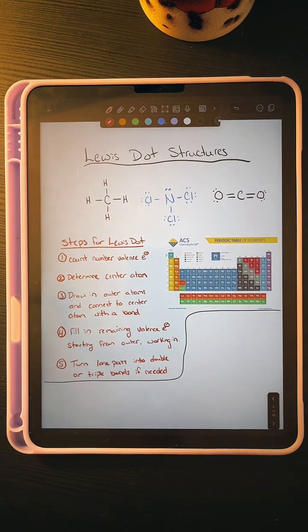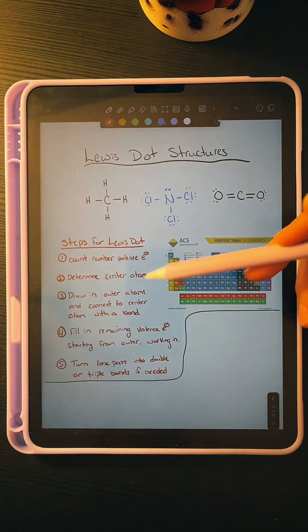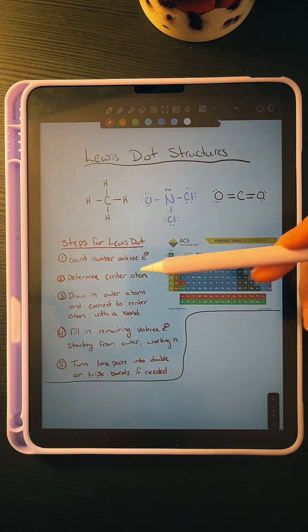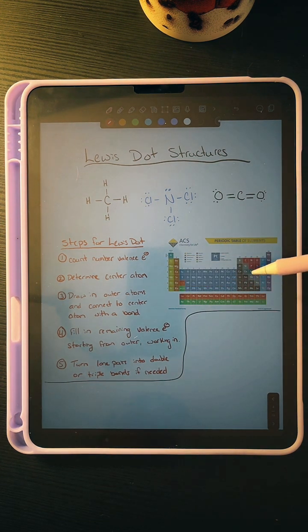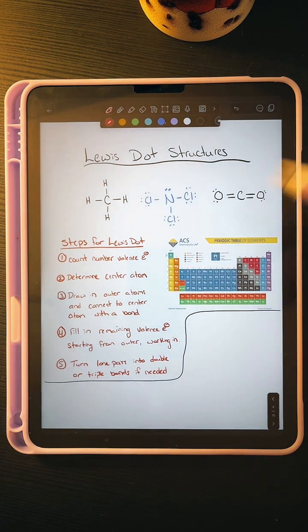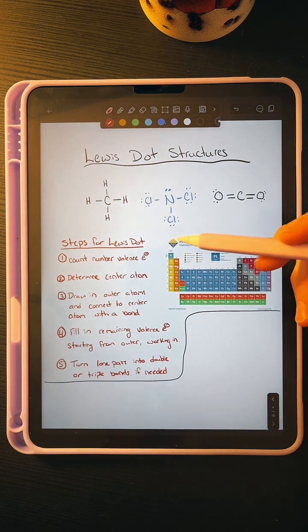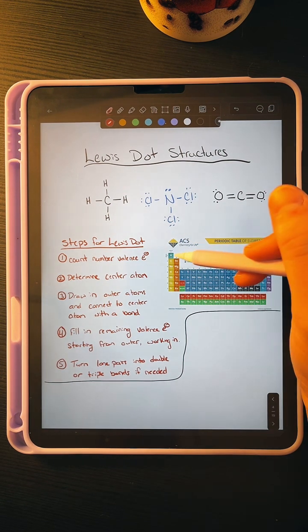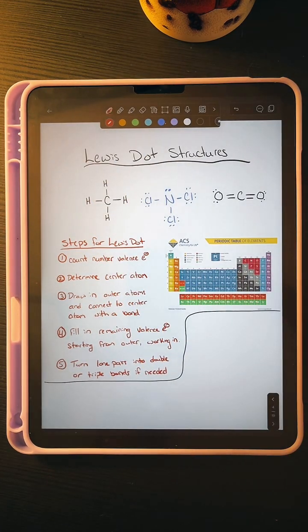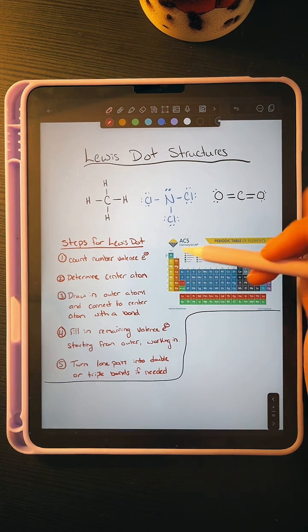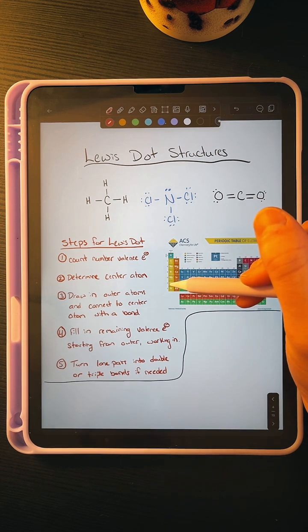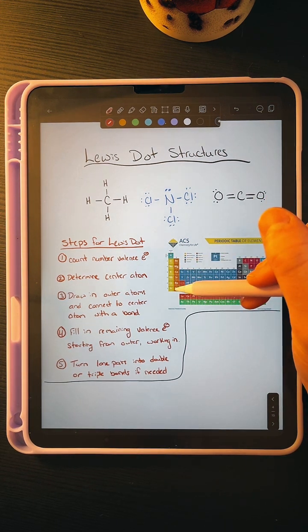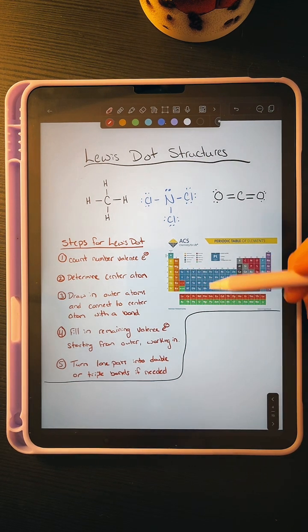Now, here's how I go about drawing Lewis structures. The first thing we want to do whenever we're given a scenario is count up our number of valence electrons. Now, how do we find our valence electrons? Well, we look at the periodic table. A valence electron is an electron in the outermost shell of an atom. Typically, you can use the trend. If it's in the first column, it has one valence electron. Then the second column will be 2. Then we can just skip the transition metals.